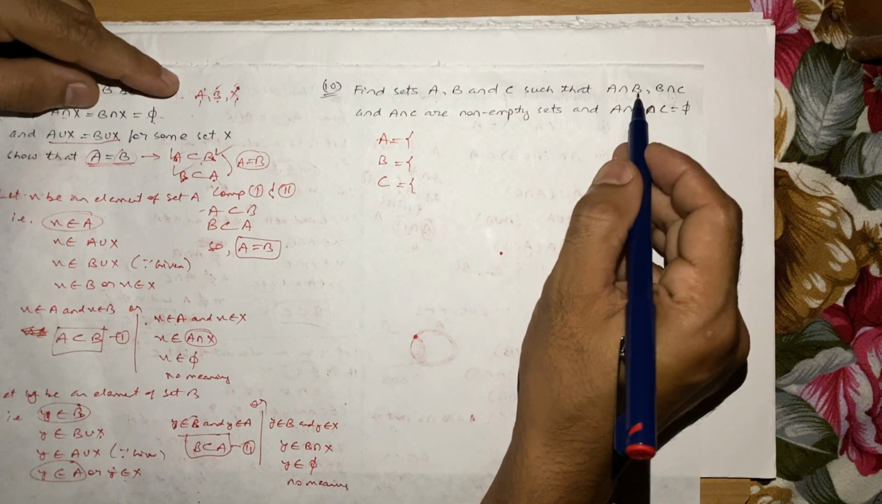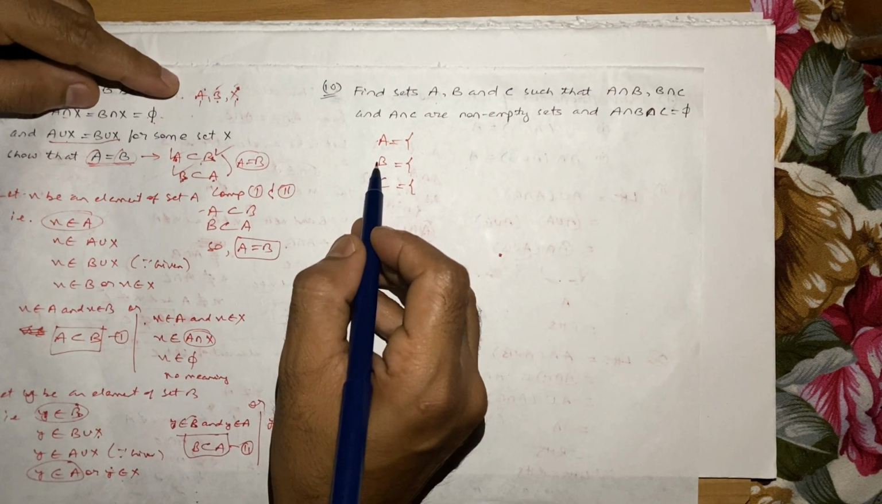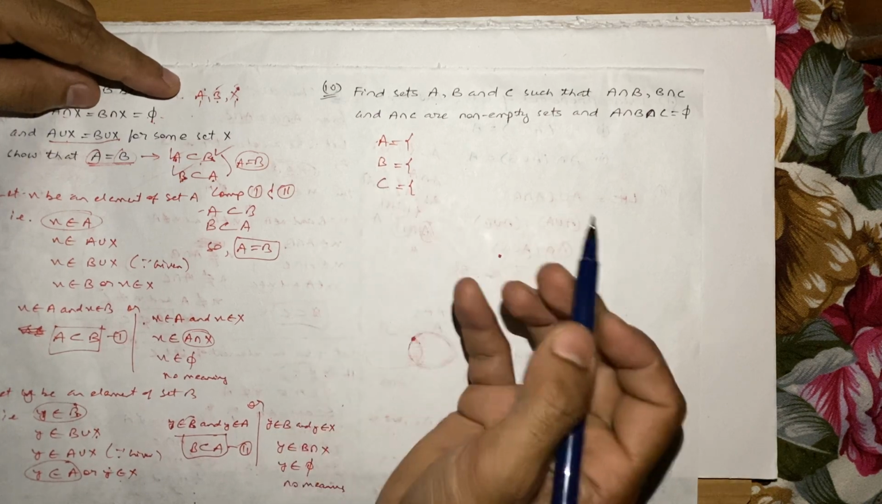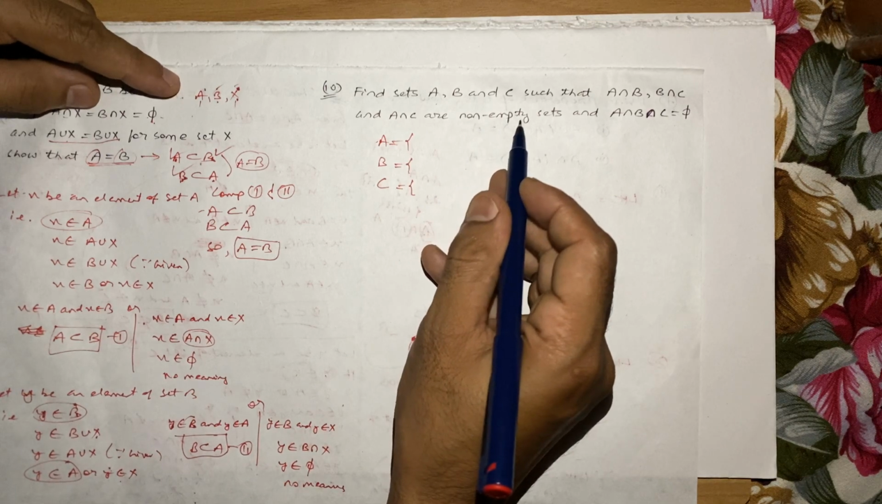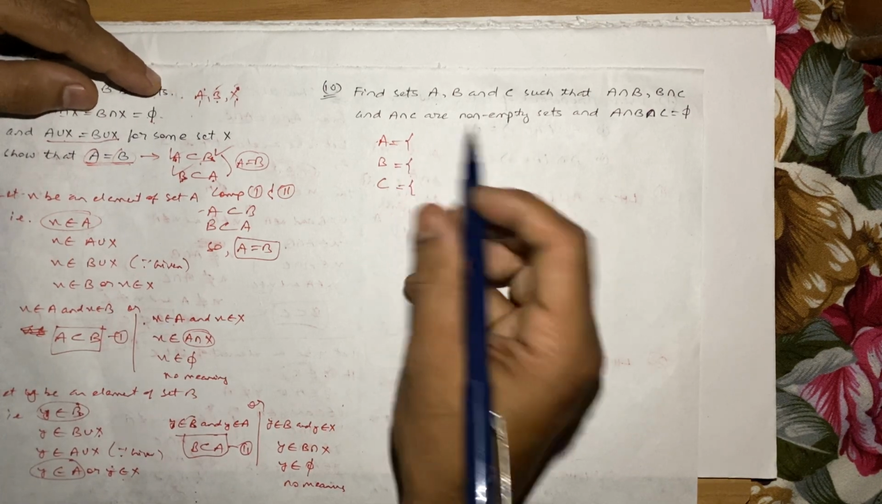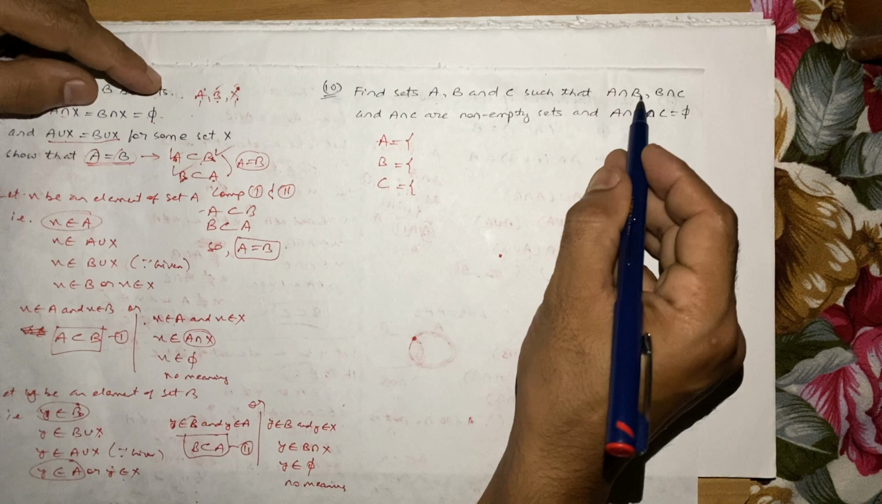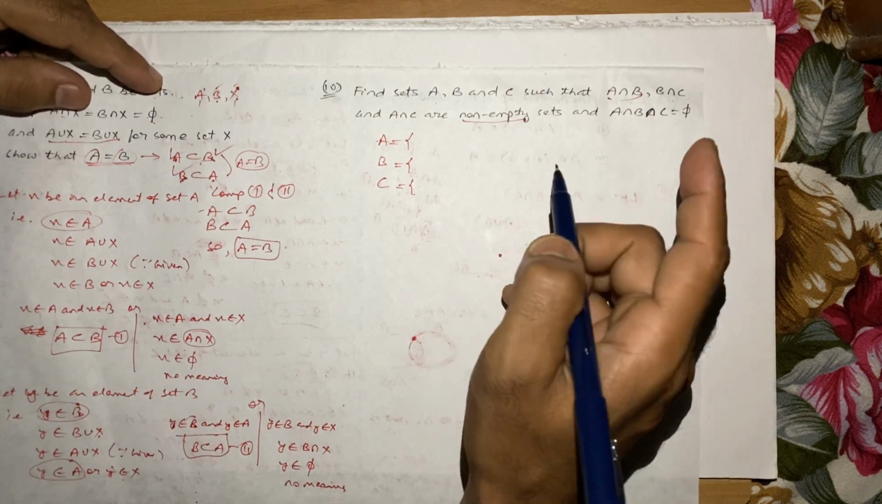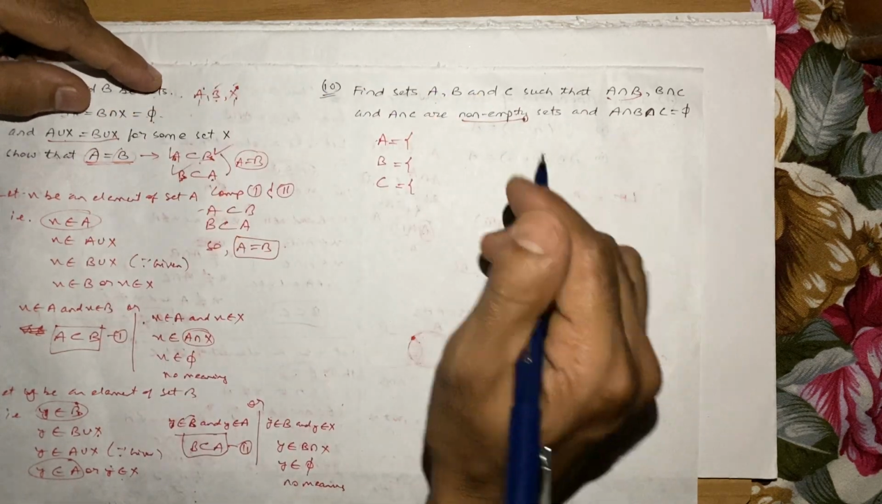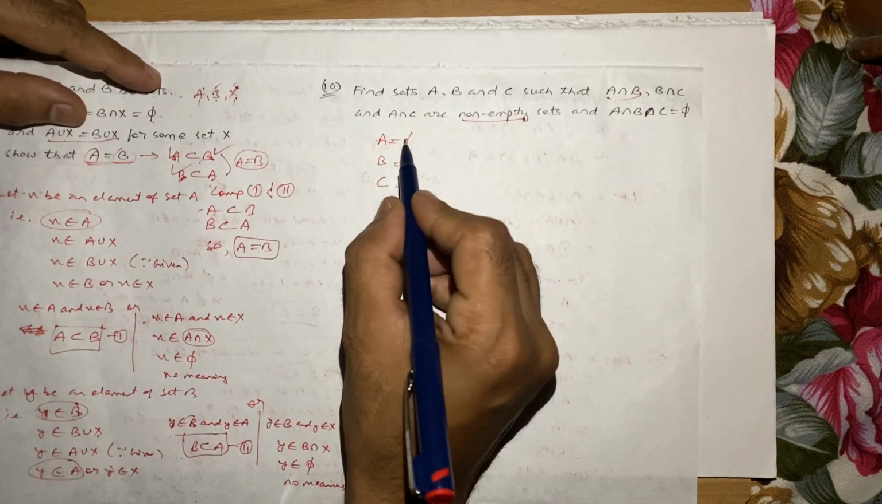A intersection B means A and B, when we try to find the common elements and form a set. B intersection C and A intersection C are not empty sets. Means when you do A intersection B, this will have at least one element. It says non-empty, so there should be at least one element. It will not be an empty set. So there will be some common elements between A and B.